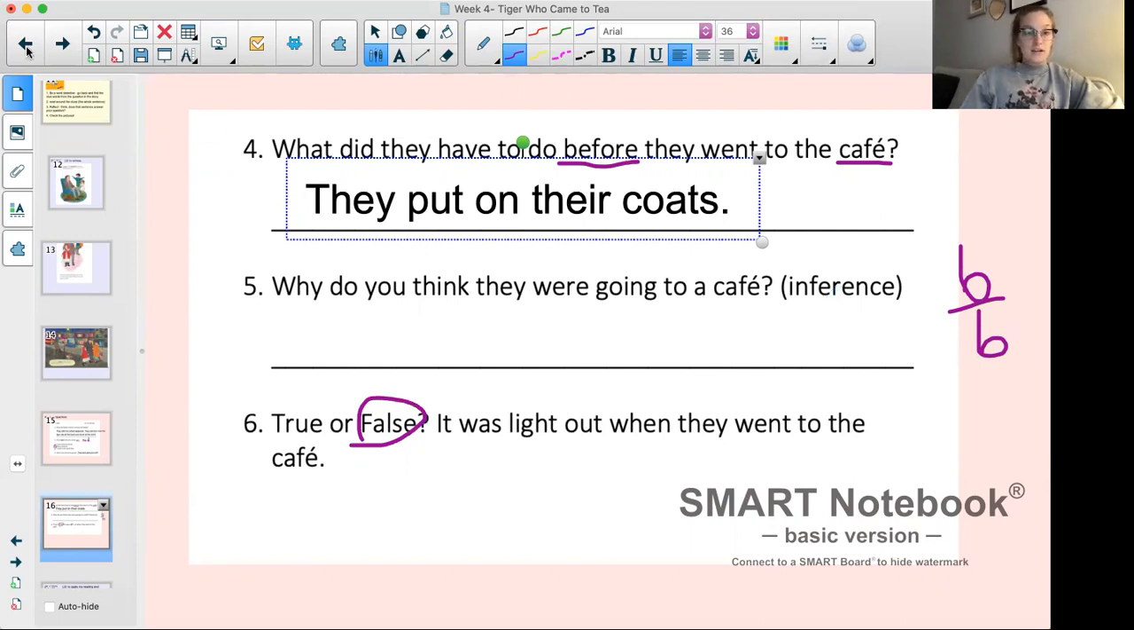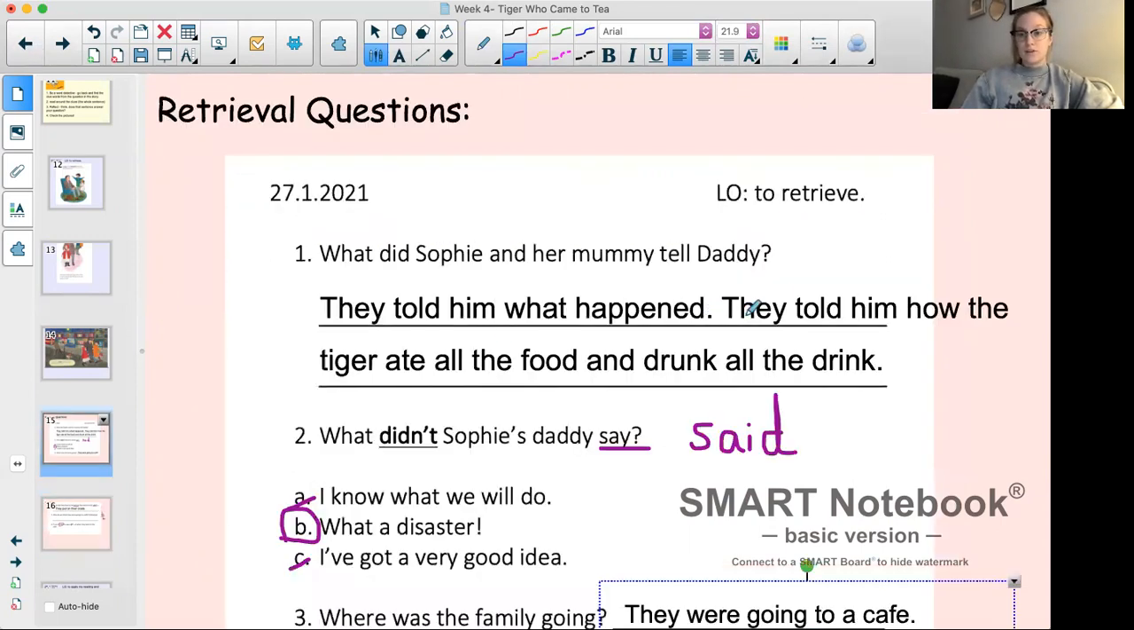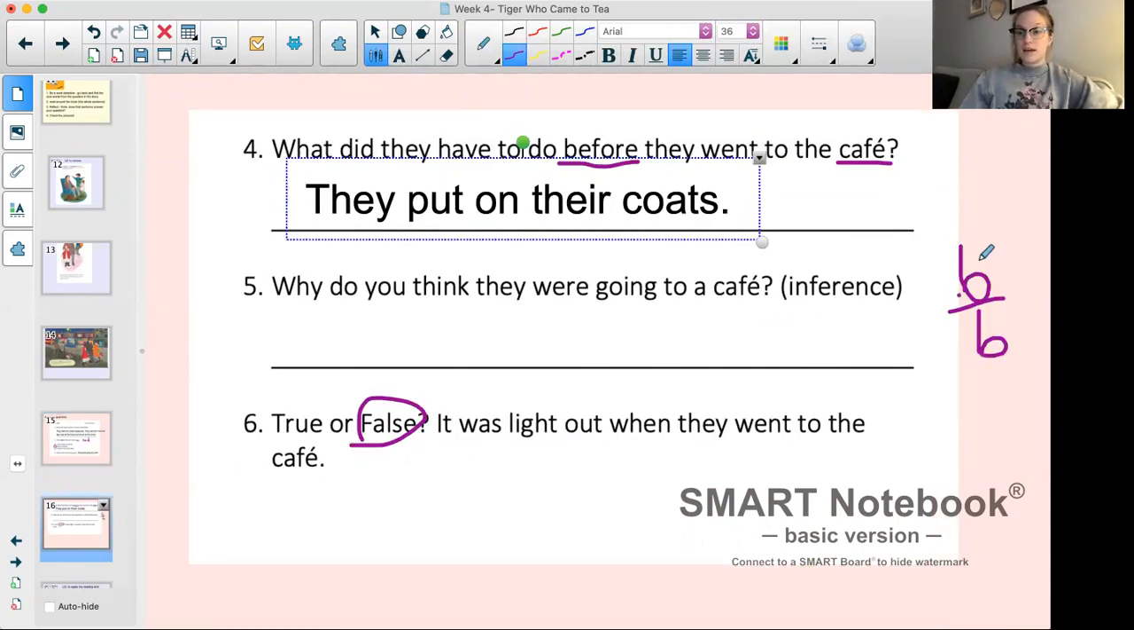Lovely. If you added any extra detail in the first questions, like I said, you could add telling about how the tiger ate the food and the drink. You can give yourself a bonus point. So you might end up with 7 out of 6 if you added even more detail.